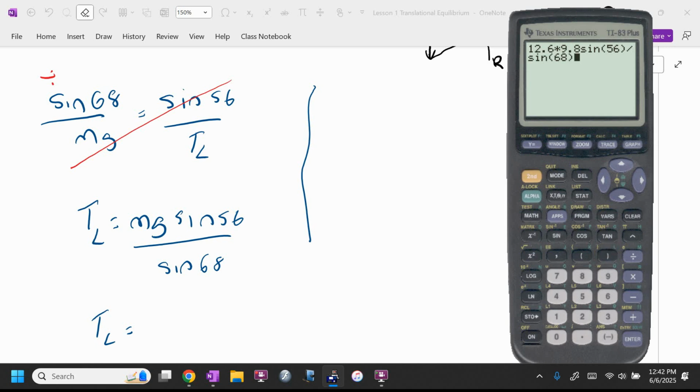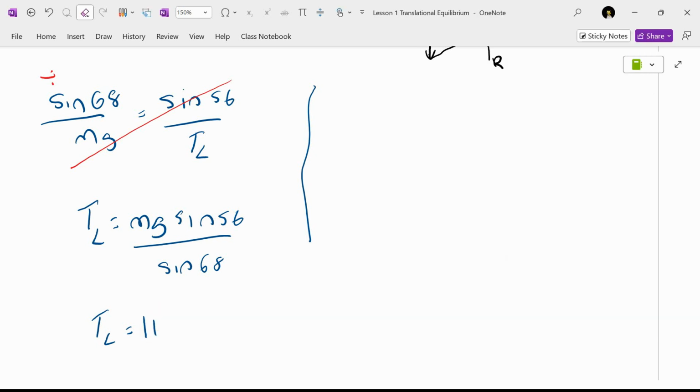What'd you get? I agree. I would probably write 110 newtons. You'll get the same thing for the right-hand tension because you're going to get sine of 68 over mg equals the sine of 56 over tension, right.